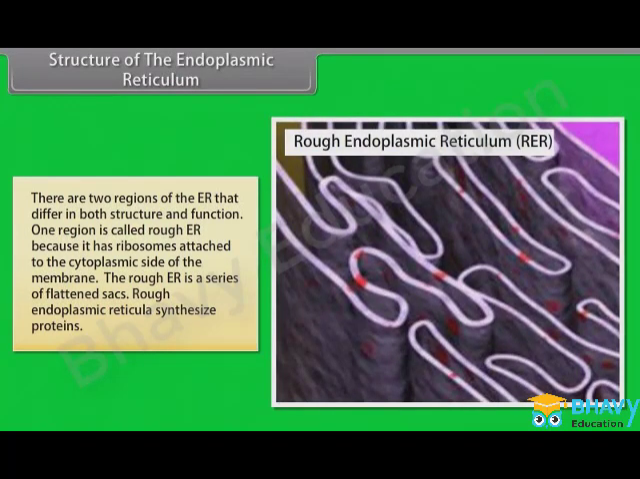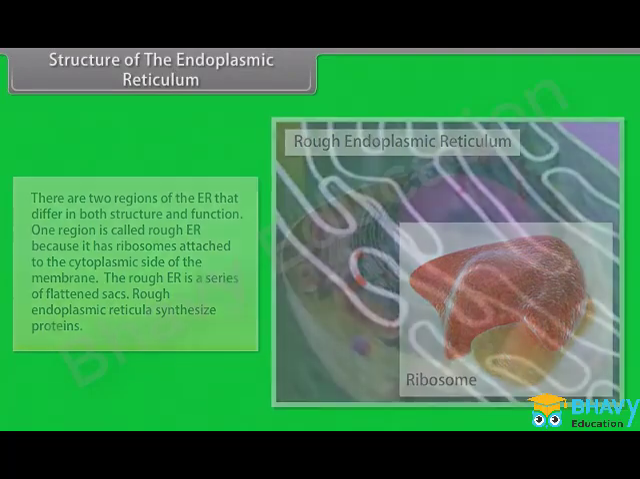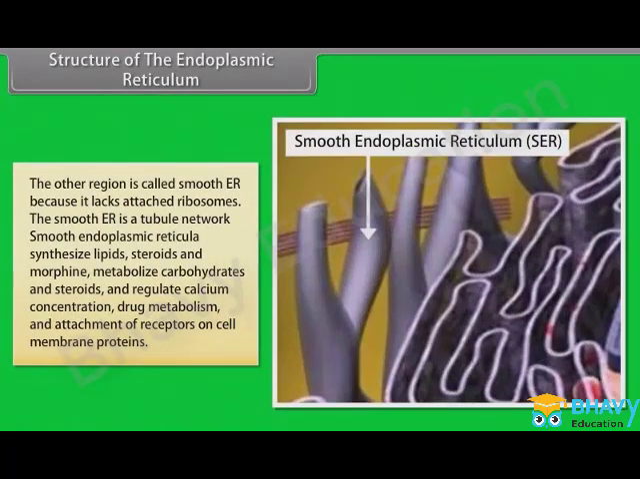There are two regions of the ER that differ in both structure and function. One region is called rough ER because it has ribosomes attached to the cytoplasmic side of the membrane. The rough ER is a series of flattened sacs. Rough endoplasmic reticula synthesize proteins. The other region is called smooth ER because it lacks attached ribosomes. The smooth ER is a tubule network. Smooth endoplasmic reticula synthesize lipids, steroids, and morphine, metabolize carbohydrates and steroids, and regulate calcium concentration, drug metabolism, and attachment of receptors on cell membrane proteins.